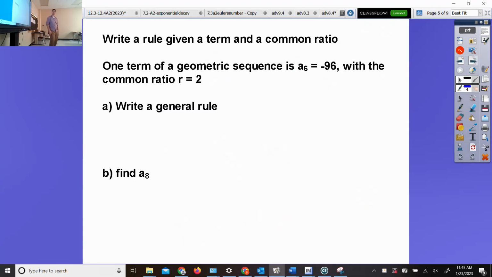Whatever with decimals. All right, write a rule given a term and a common ratio. This one's a lot easier than some of the ones in your homework, but if you do the homework, I'll show you how to do the harder ones. One term of a geometric sequence is that the 6th term is negative 96 with a common ratio of r equal to 2. Write a general rule. What's your form for your general rule? What is the general rule? A sub n is what?